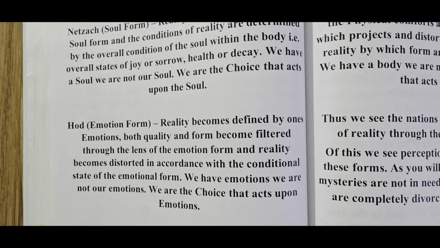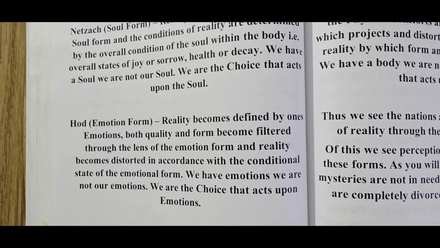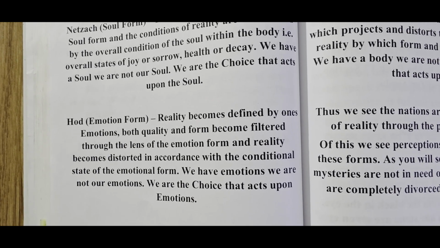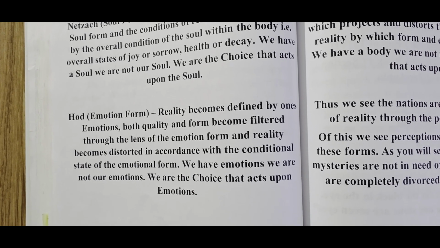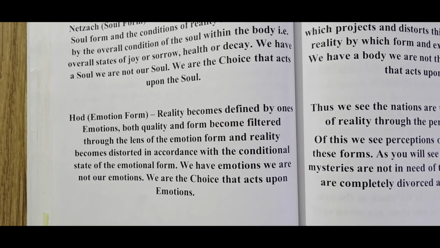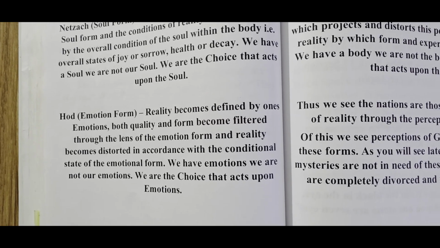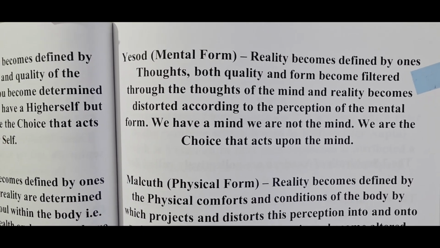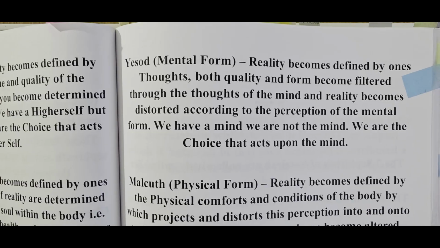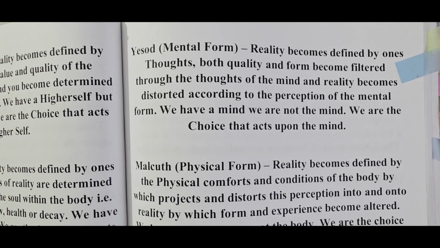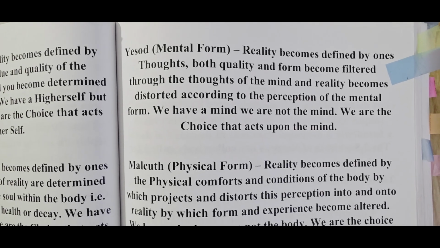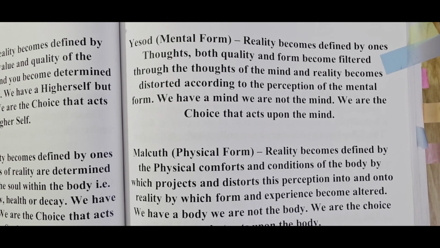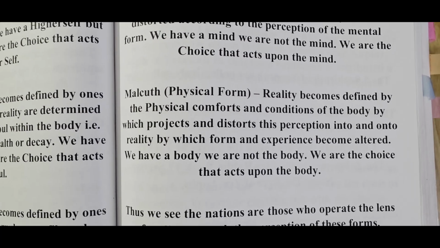Hod, emotion form. Reality becomes defined by one's emotions. Both quality and form become filtered through the lens of the emotion form, and reality becomes distorted in accordance with the conditional state of the emotional form. We have emotions. We are not our emotions. We are the choice that acts upon emotions. Yesod, mental form. Reality becomes defined by one's thoughts. Both quality and form become filtered through the thought of the mind, and reality becomes distorted according to the perception of the mental form. We have a mind, we are not the mind. We are the choice that acts upon the mind.